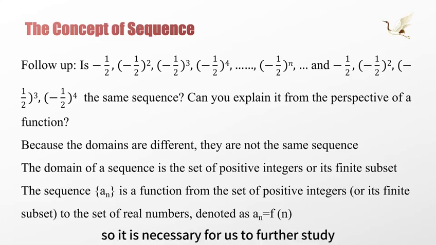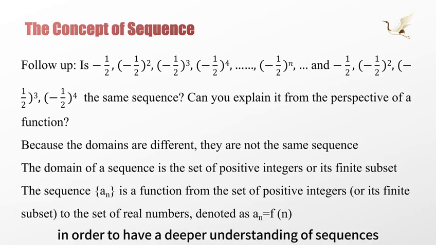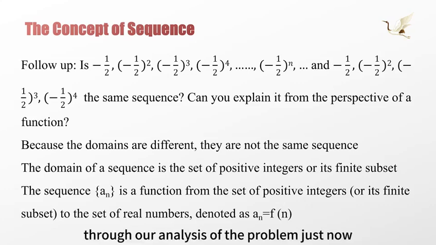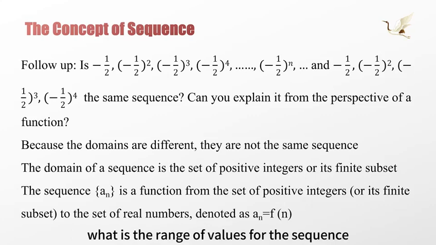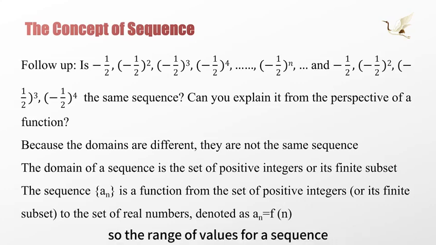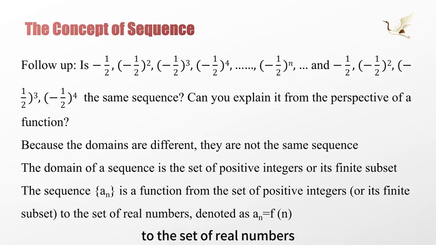So it is necessary for us to further study the functional characteristics of sequences in order to have a deeper understanding of sequences. Let's first take a look at the domain of a sequence. Through our analysis of the problem just now, it is not difficult to conclude that the domain of a sequence is the set of positive integers or its finite subset. What is the range of values for the sequence? That is, the range of values for an. Anyway, we can see that an must be a real number. So the range of values for a sequence must be a subset of the real number set. In this way, we can say that the sequence {an} is a function from the set of positive integers or its finite subset to the set of real numbers.